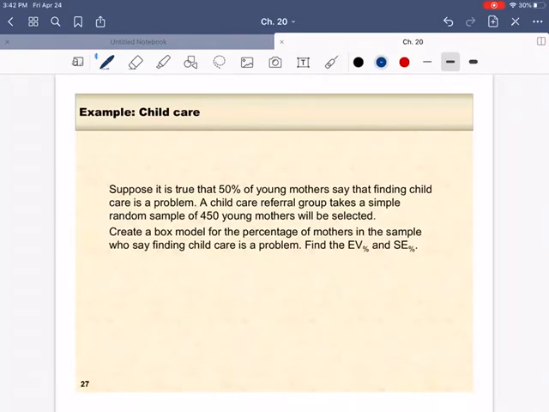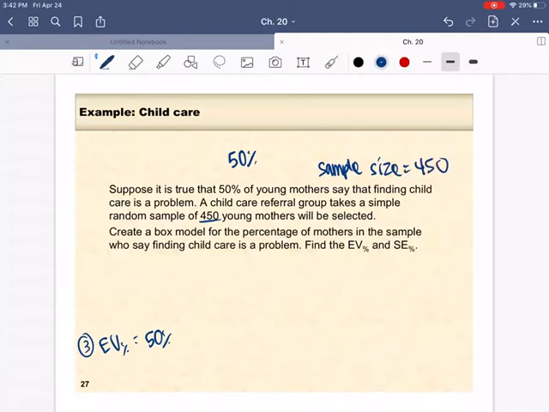And I don't want to do this example. Okay, I do want to do this example. So suppose it is true that 50% of young mothers say that finding childcare is a problem. A childcare referral group takes a simple random sample of 450 young mothers. Okay, so we have 50%. That's the parameter given. So clear down here on step 3, I already know EV percent. 50% is what we would expect. Our sample size is 450. We need to create a box model and then find EV and SE percent.